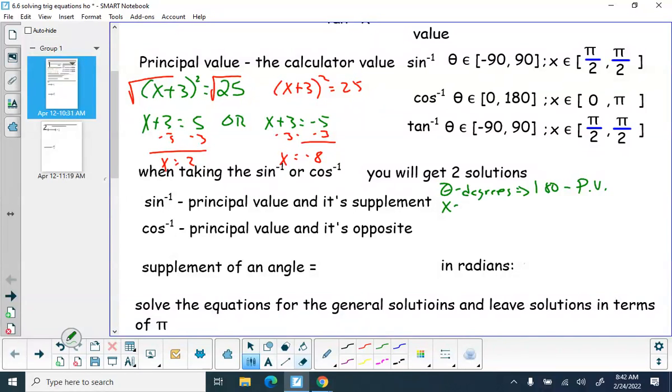when you're in the x variable, you're in radians. So what we have to do is convert this to pi minus our principal value, which is 3.14 minus our principal value.